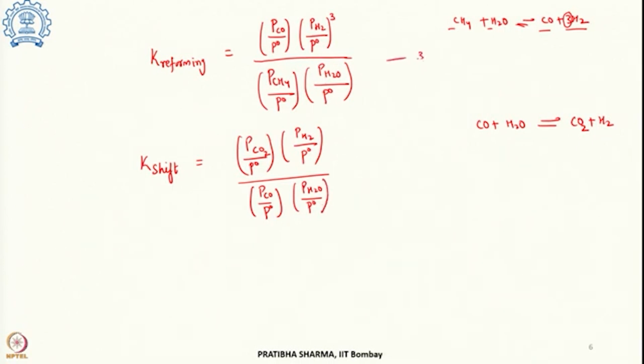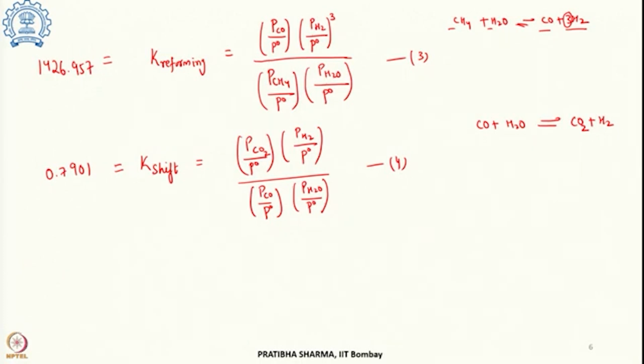Now, these are the two equations whose values we have already found. So, for this particular problem the reforming equilibrium constant we have found to be 1426.957 and for the shift reaction we have found this value to be 0.7901. Now, we will be substituting for the partial pressure in these equations to solve this problem.